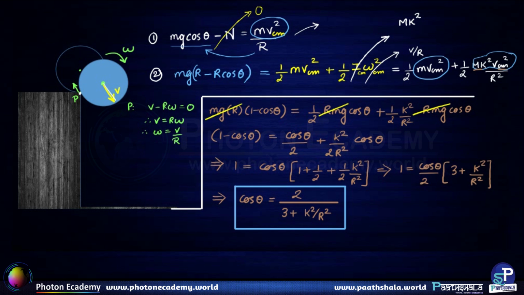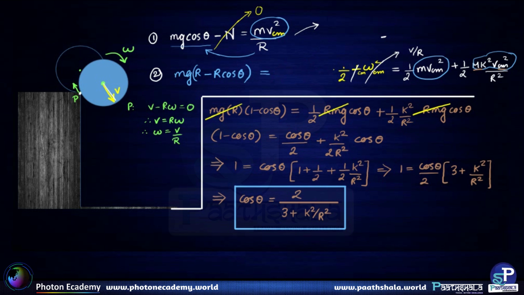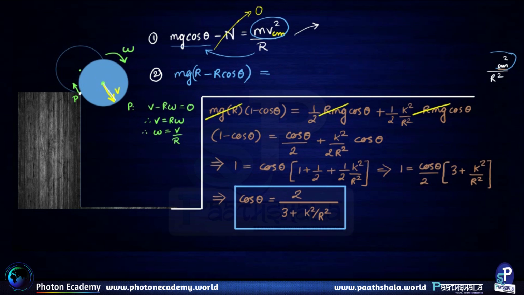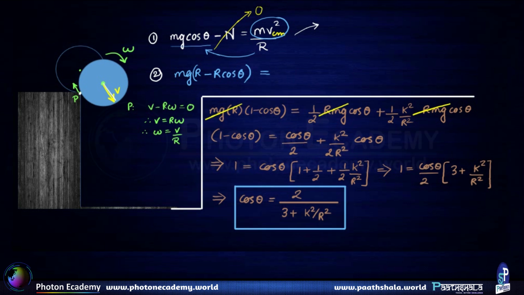An important remark in this particular example is the fact that instead of writing this energy expression as half mv square plus half I omega square, we could have written down this energy expression in one step if we would have analyzed the energy about the point P. Why? Because the point P happens to be the point about which this object is instantaneously performing pure rotation.